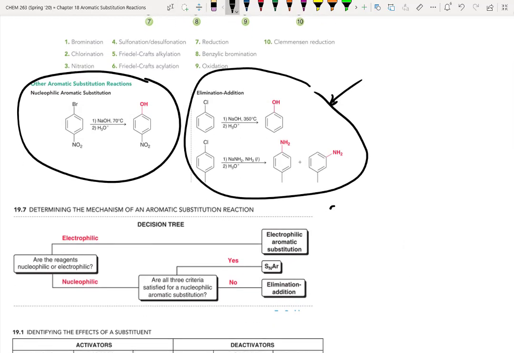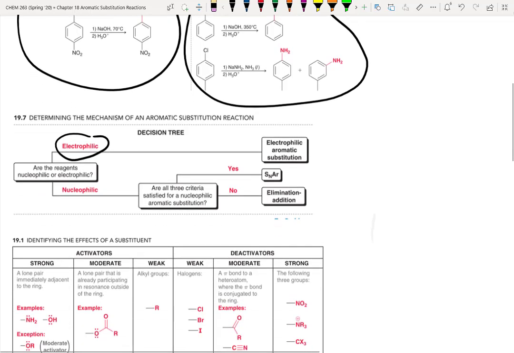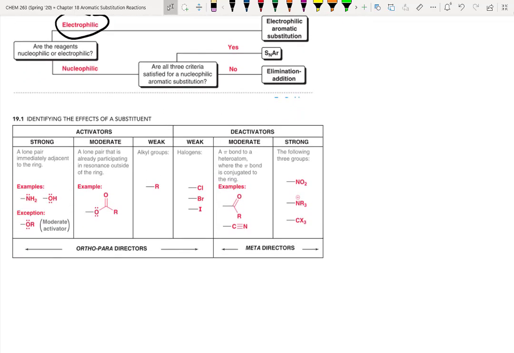Down here we've got a really good flowchart for how to decide what reaction pathway is occurring. And the first thing you do is look at whether or not your reagents are nucleophilic or electrophilic, and from that you can determine what sort of reaction pathway will occur. And then last but not least, we talked about activators and deactivators, and we said that all activators are ortho-para directors, and the deactivators, for the most part, are going to be meta directors with the exception of halogens. Halogens are always going to be ortho-para directors.